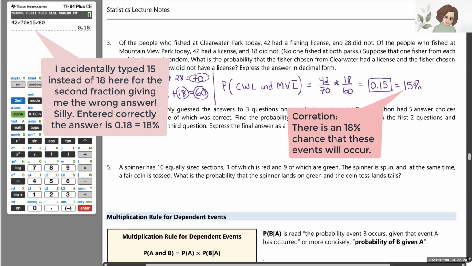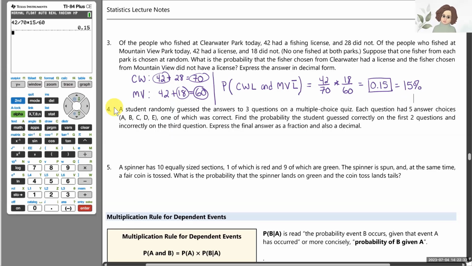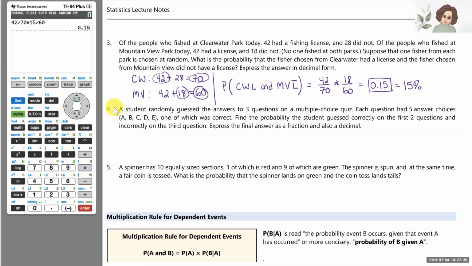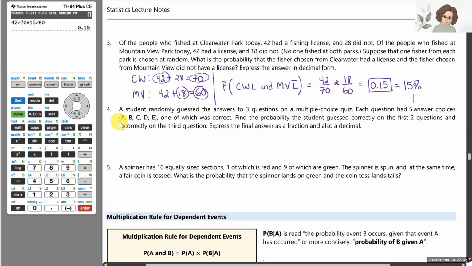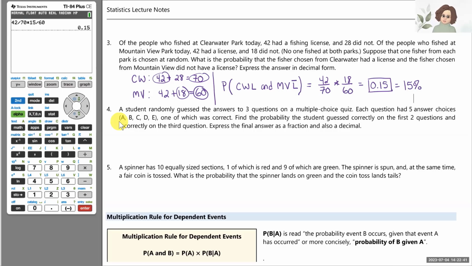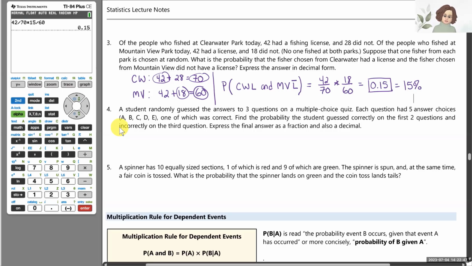All right, number 4. A student randomly guessed the answers to 3 questions on a multiple choice quiz. Each question had 5 answer choices, A, B, C, D, E, one of which was correct. Find the probability the student guessed correctly on the first 2 questions and then incorrectly on the third question.